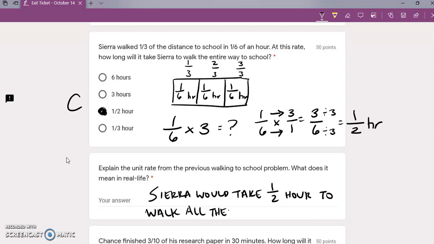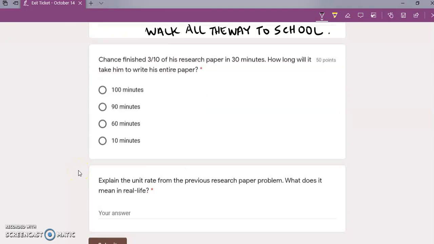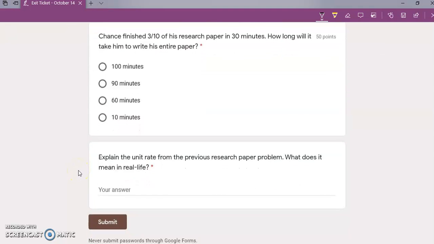Because remember, that's what the question asked us for. To walk the entire way to school. How long would it take her? So it takes her 1/2 of an hour. So that's what your answer would look like for that one. Okay, then going up. The next problem, Chance finished 3/10 of his research paper in 30 minutes. How long will it take him to write his entire paper?